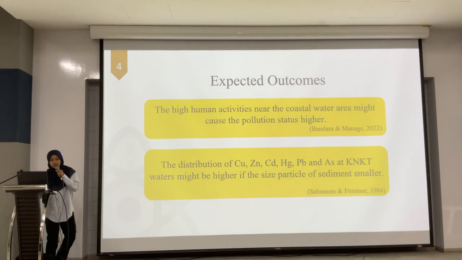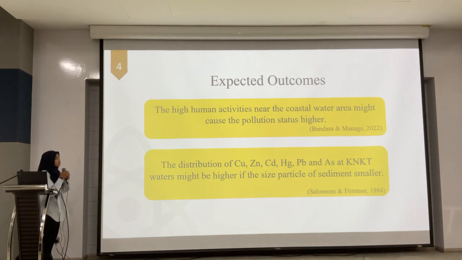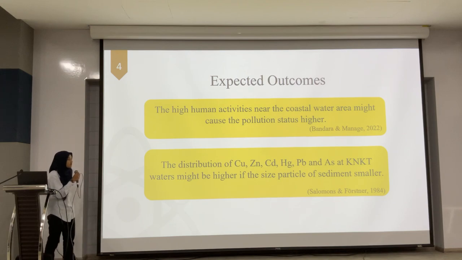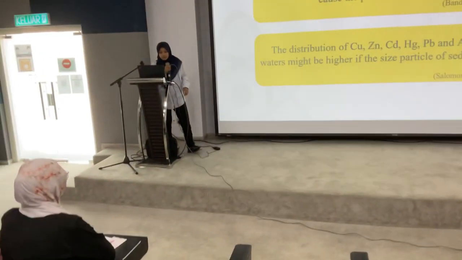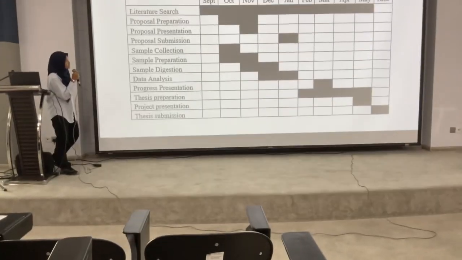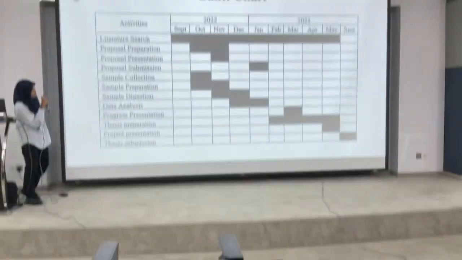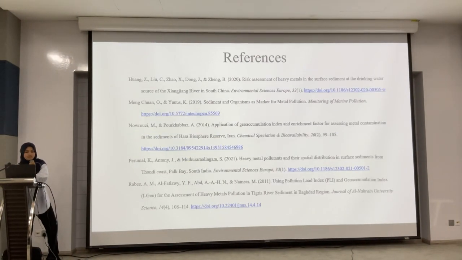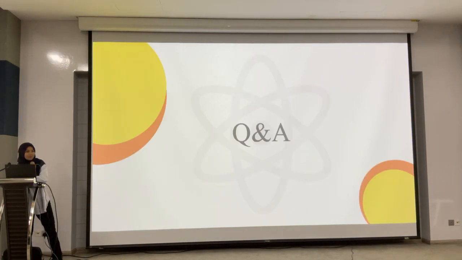This is my expected outcome. The high human activity near the coastal water might cause pollution to be higher. And next expected outcome, the distribution of copper, zinc, cadmium, mercury, lead, and arsenic at KNKT waters might be higher if the particle size of sediment is smaller. And this is my Gantt chart: sampling collection in October, sample preparation October to November, digestion November to December, data release December and January. Okay, and this is my references, and that's all. Thank you.